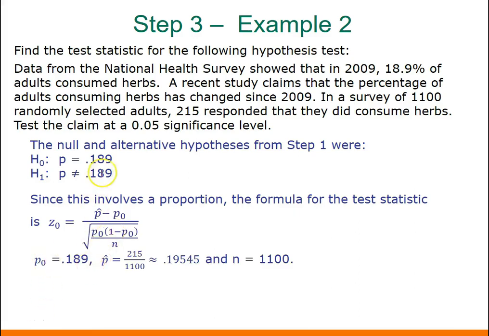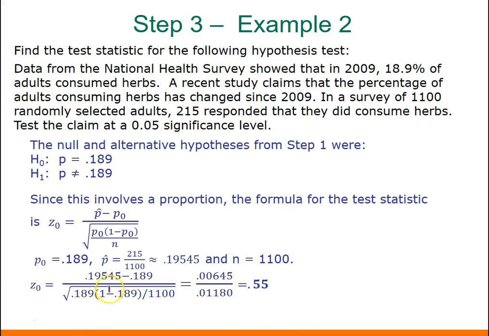The p0 comes from our hypotheses, so that's the 0.189. The p hat is the number of successes divided by the sample size, since in this problem they didn't give us a percentage or a proportion from our sample data. They just gave us how many responded favorably and the total size of the sample. So we actually have to calculate our p hat, and then our sample size was 1100. So if we plug all of these things in, we get a test statistic of 0.55.